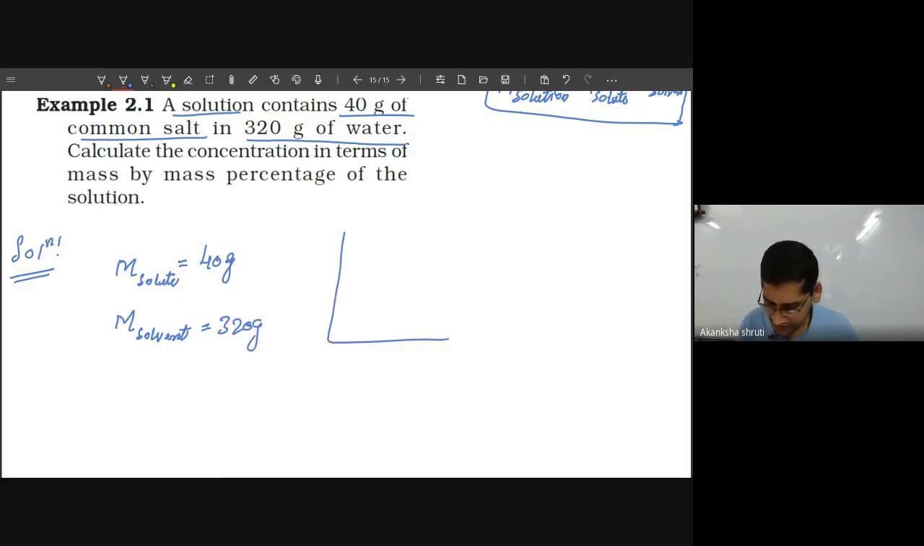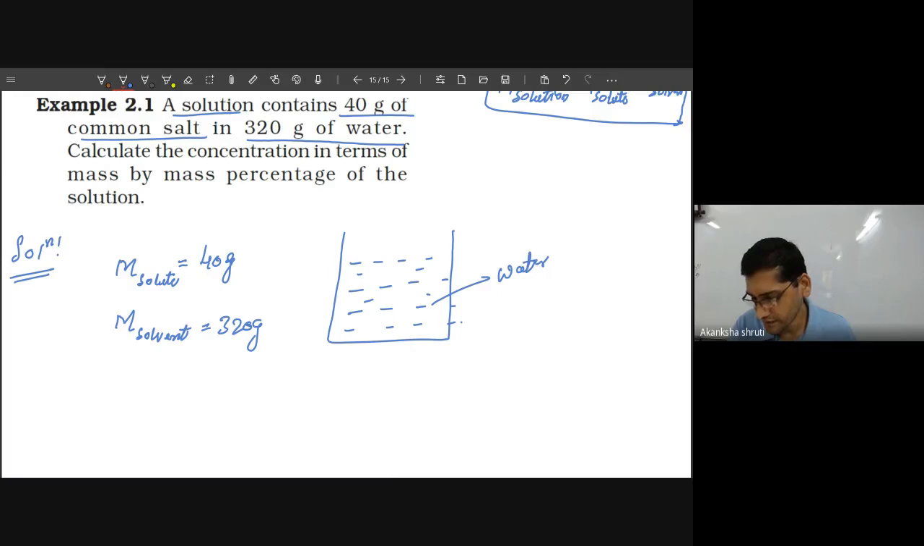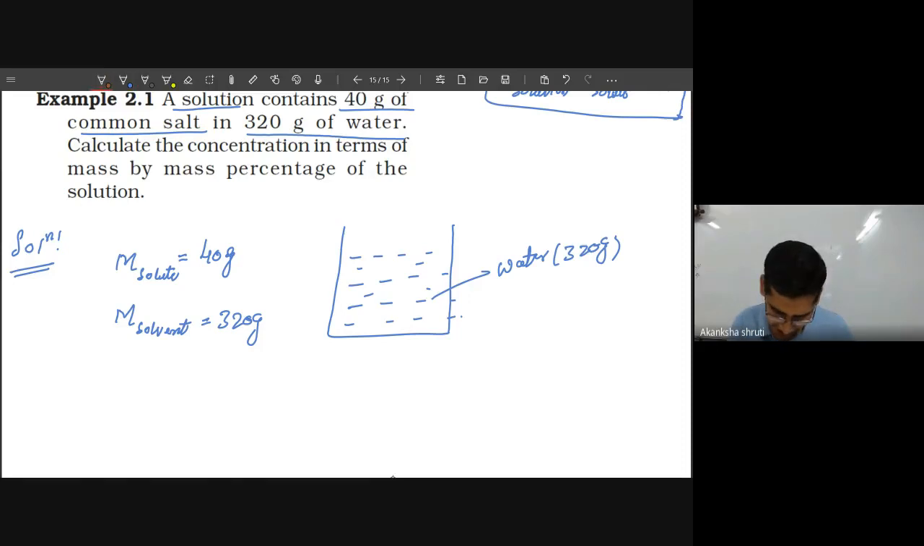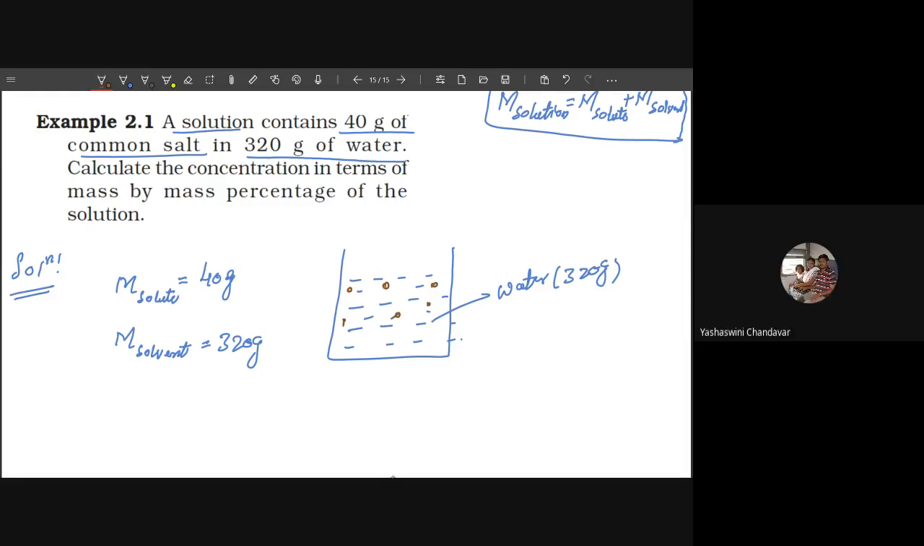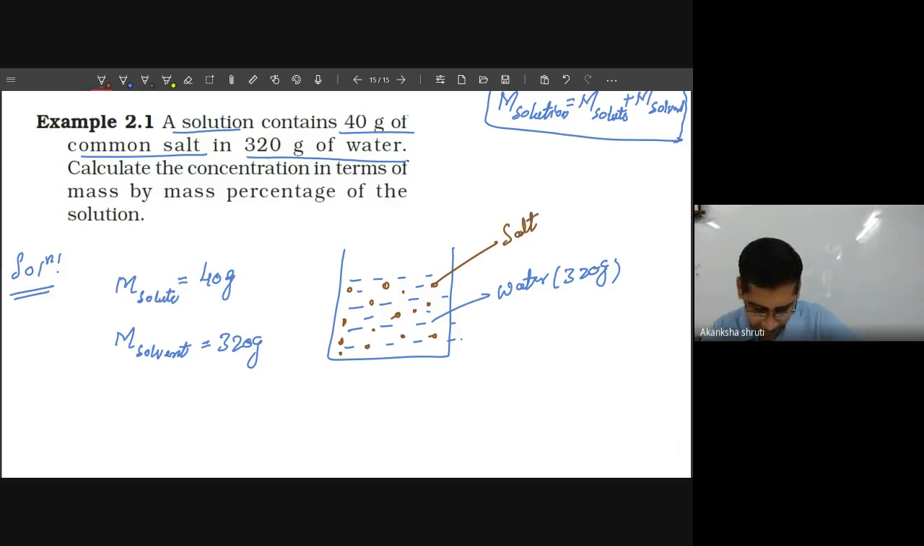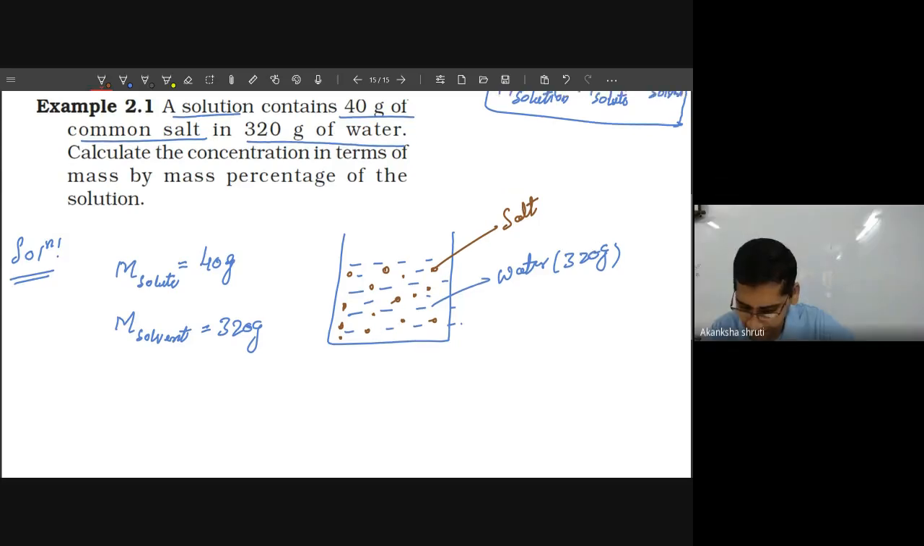Are you getting what this situation is? You have taken water like this. This is the water, which is 320 gram, and in this some salt particles are there. This is the salt, our common salt or NaCl that we take in our daily life. It is 40 gram.